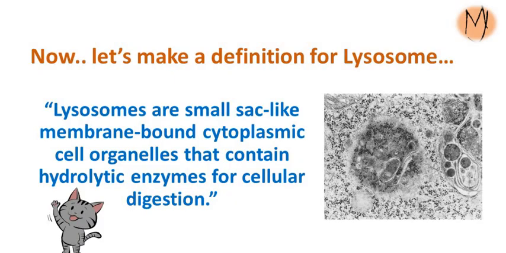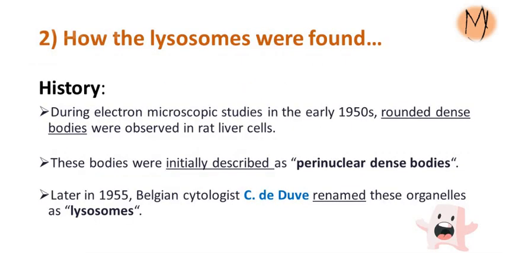Now, let's make a definition for lysosome. Lysosomes are small sac-like membrane-bound cytoplasmic cell organelles that contain hydrolytic enzymes for cellular digestion. Let's go back to the history of the lysosome to see how it was found. During electron microscopic studies in the early 1950s, rounded dense bodies were observed in rat liver cells. These bodies were initially described as paranuclear dense bodies. Later in 1955, Belgian cytologist C. de Duve renamed these organelles as lysosomes.